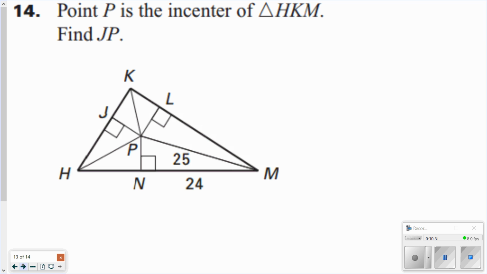All right. So let's work on question number 14. So point P, which is right here, is the incenter of triangle HKM. We want to find JP.